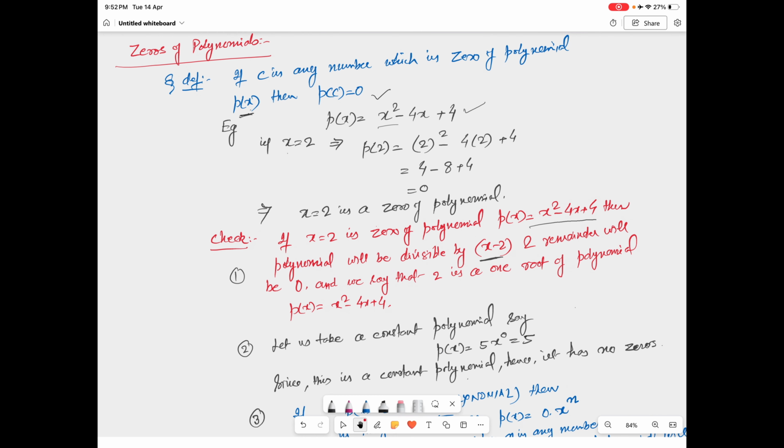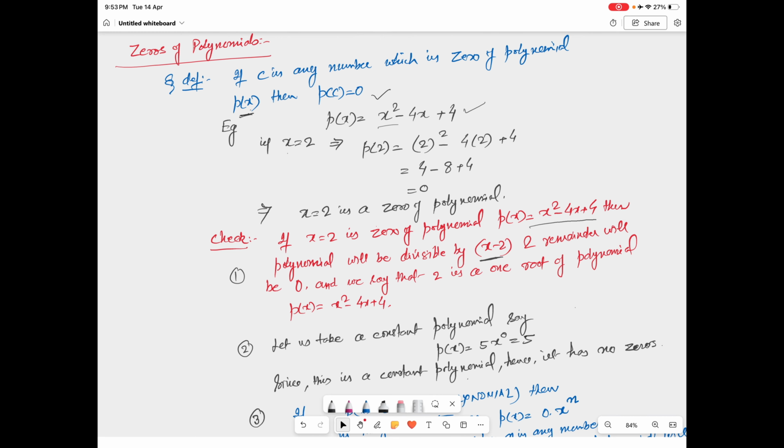For example, if there is a polynomial P(x) = x square minus 4x plus 4, you know that the highest exponent is 2, so it is a polynomial of degree 2. It has 1, 2, 3 terms: x square, minus 4x and 4. The degree of the polynomial is 2. The coefficient of x square is 1. The coefficient of x is minus 4 and 4 is another constant number.